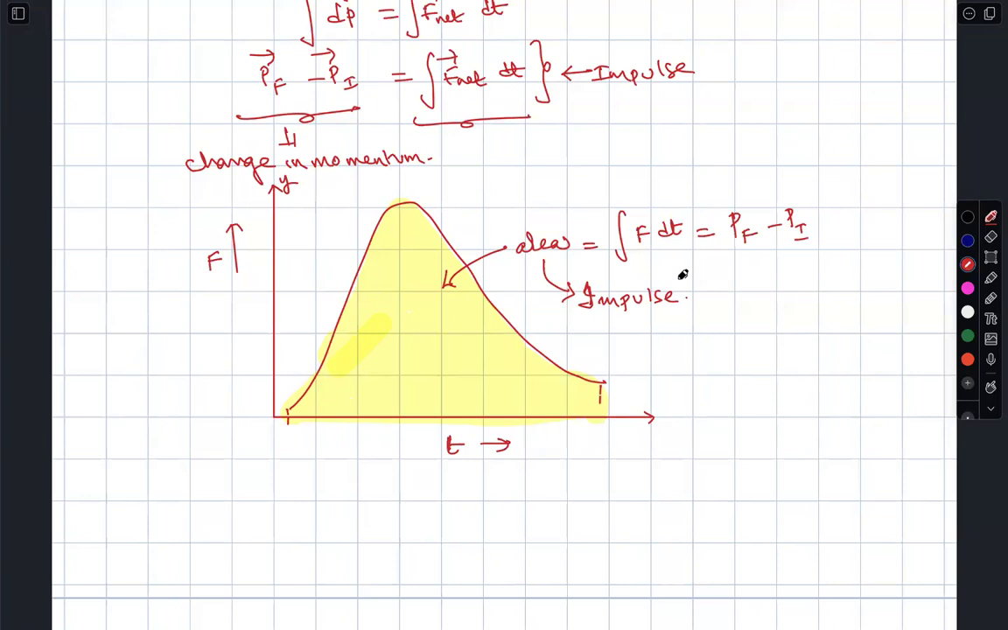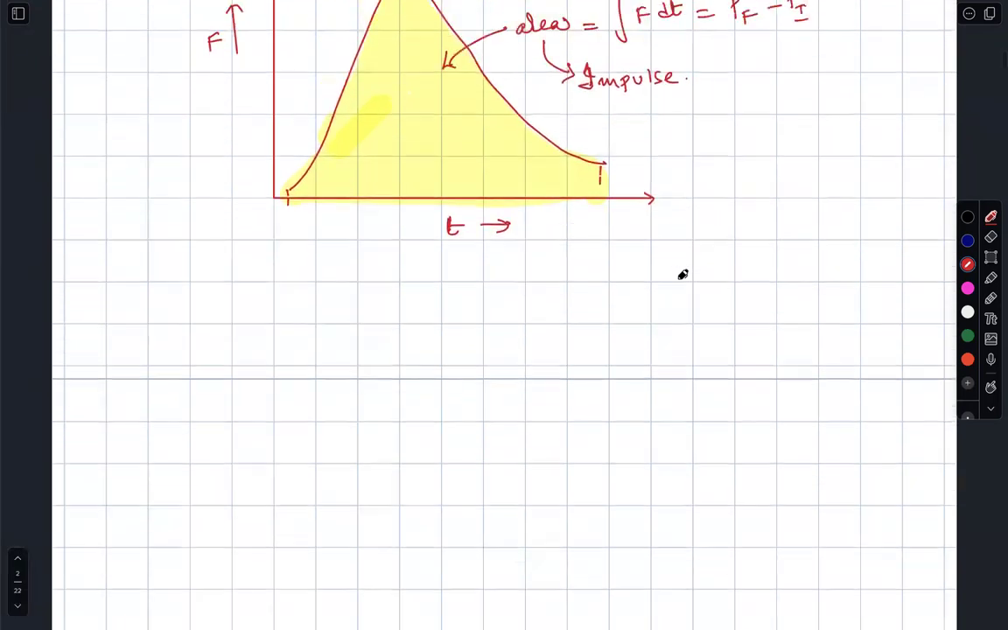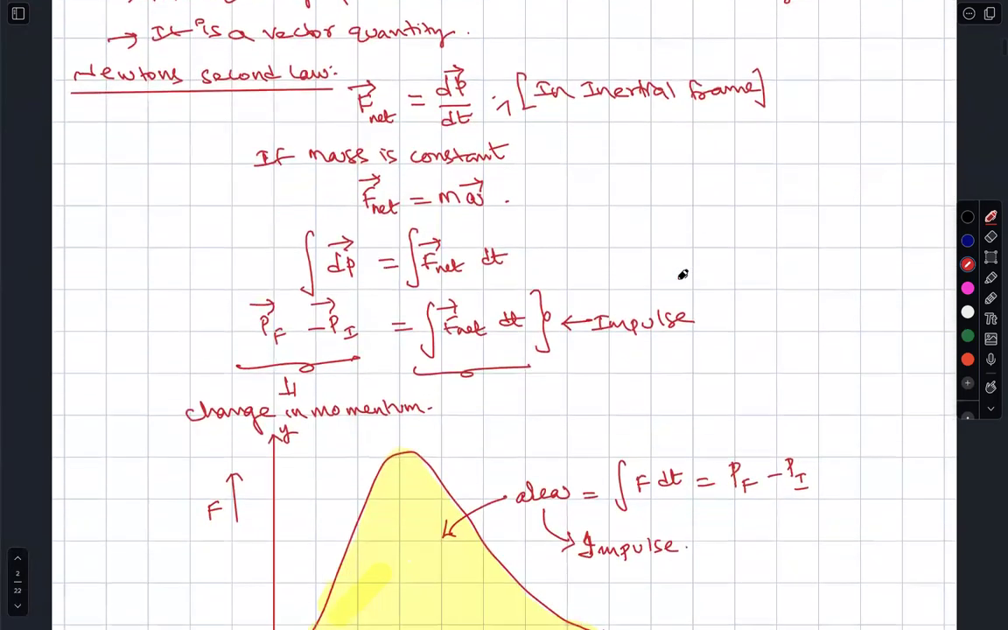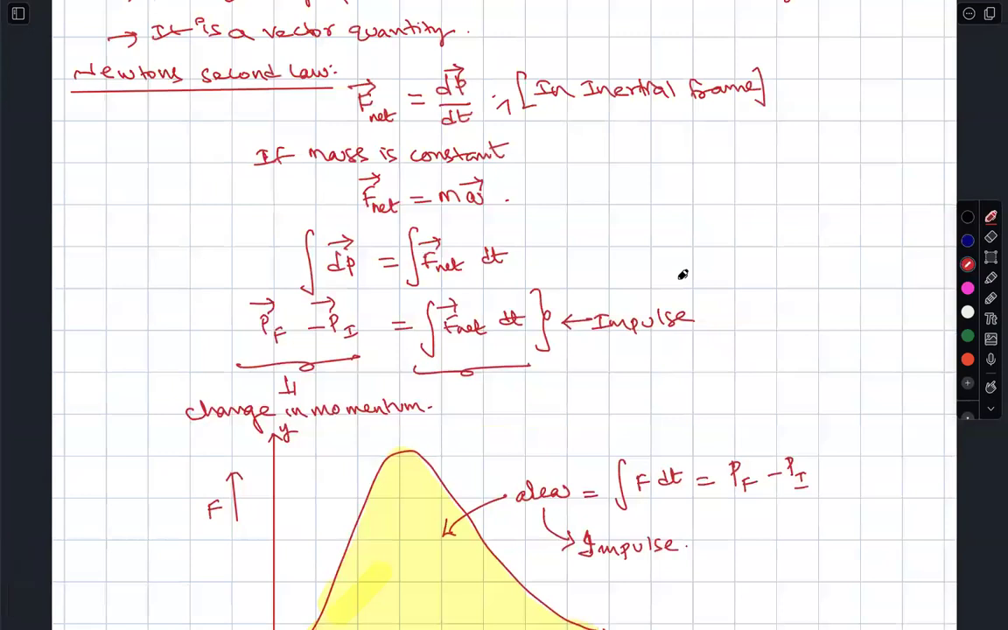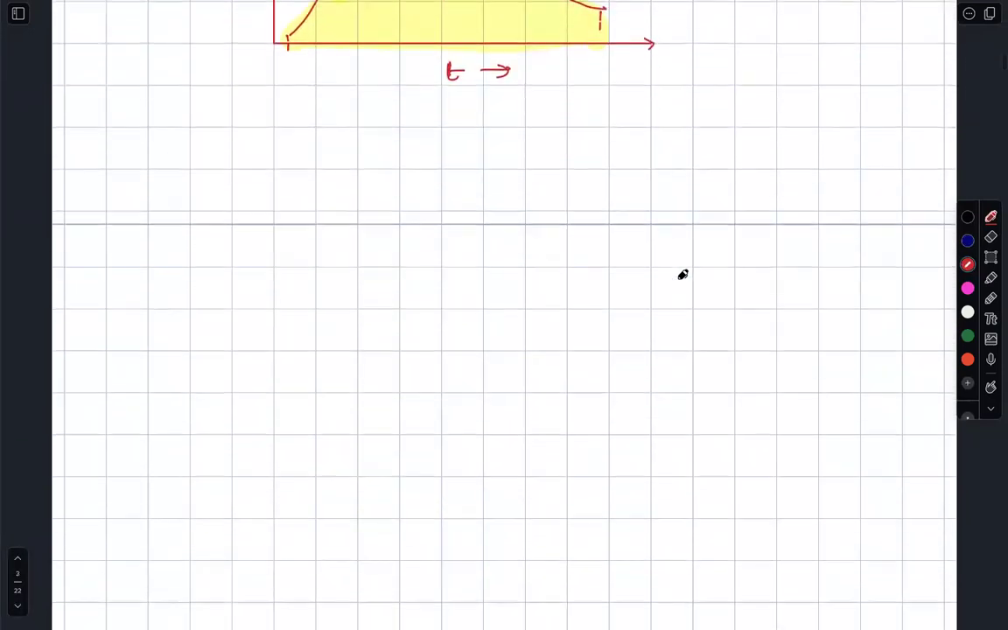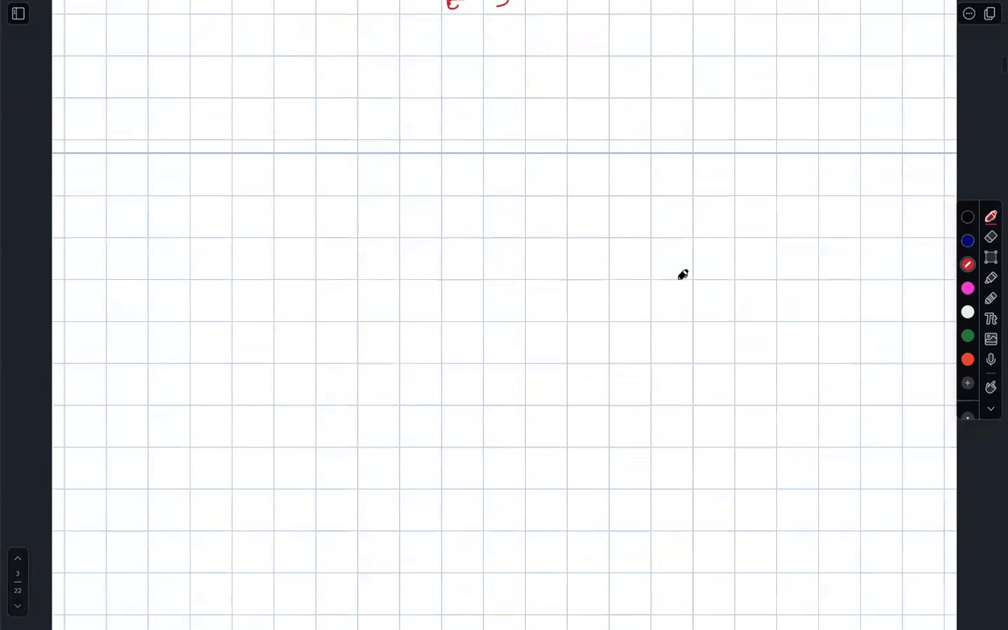Now we might apply different cases in the process of applying Newton's second law. Newton's third law, I'll introduce a bit later. Right. So now I have introduced two laws. One is Newton's first law, the other is Newton's second law. And remember, we are now focusing on different types of forces.